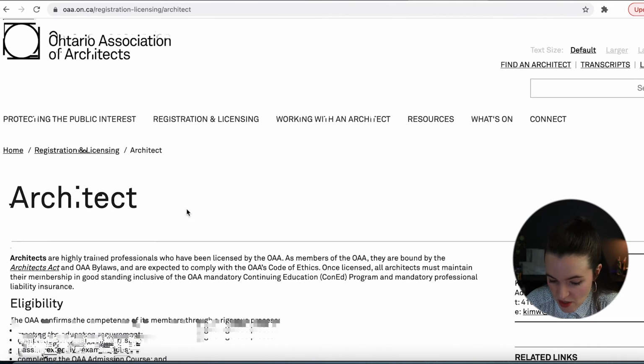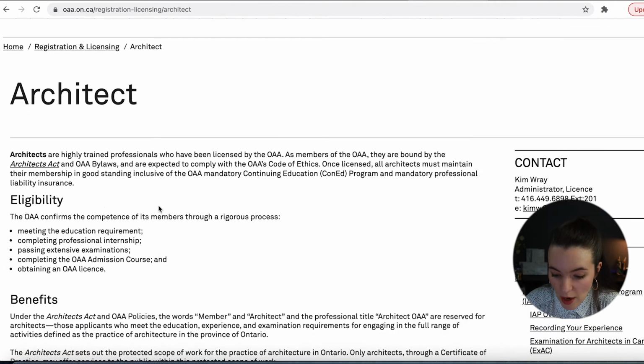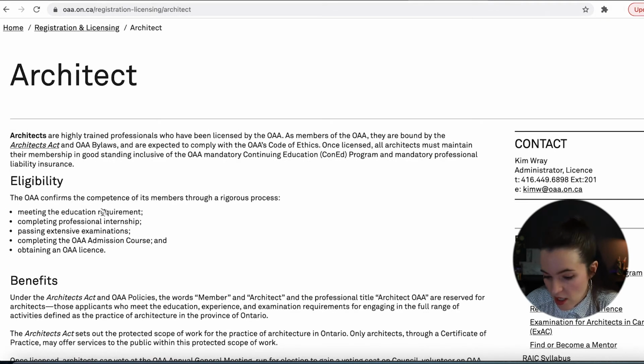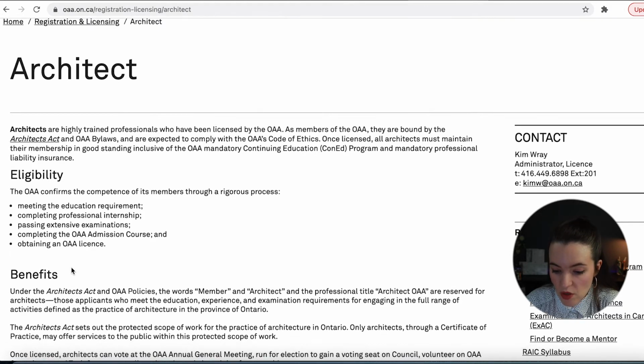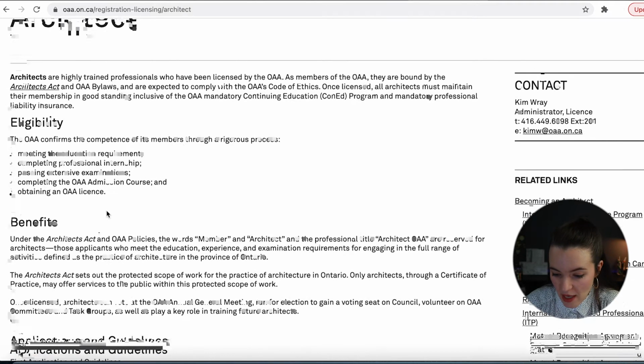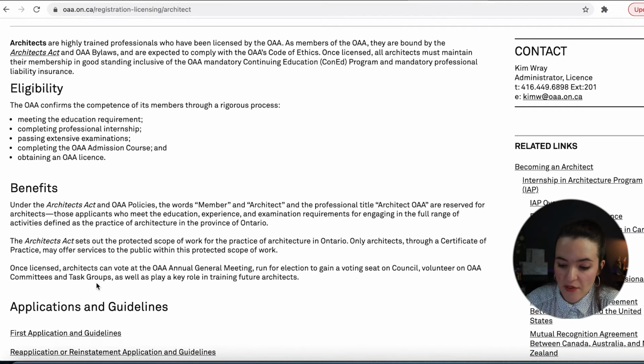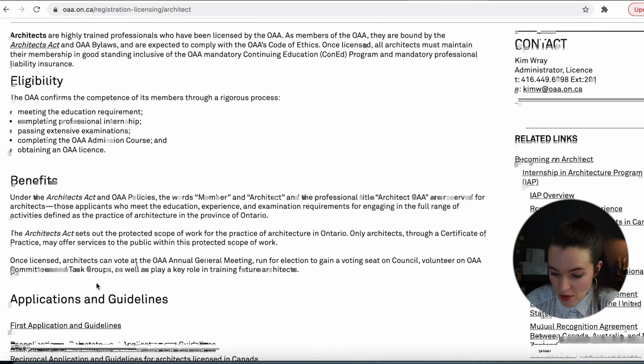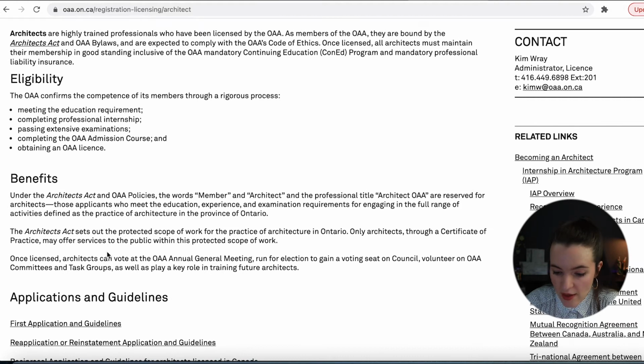So once you're an architect, you have, of course, the eligibility requirements set by the OAA. So you need to meet, of course, education, experience, which is you have to be enrolled and completed the internship program, examination, and then you have to, of course, in Ontario, complete the admission course, and then you're able to obtain your license. And they outline as well some of the benefits of becoming a member. So you're able to vote on the council, and there's all sorts of benefits as well.